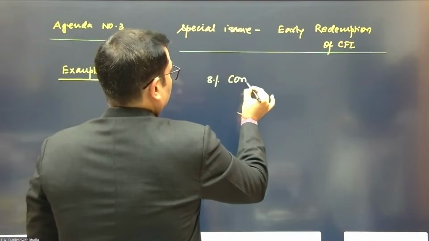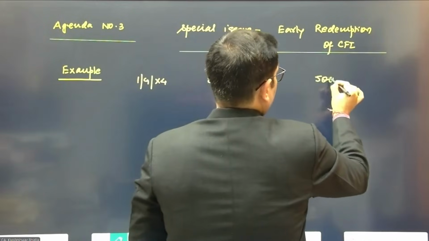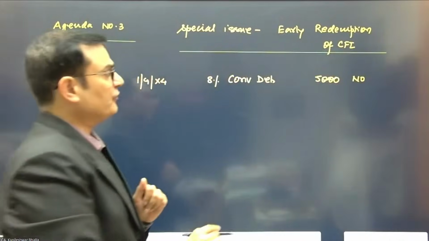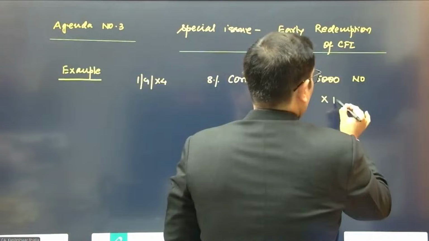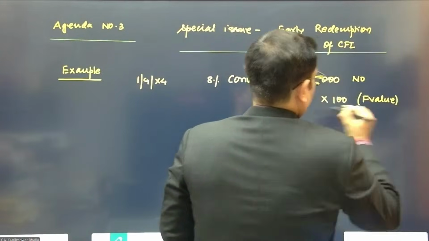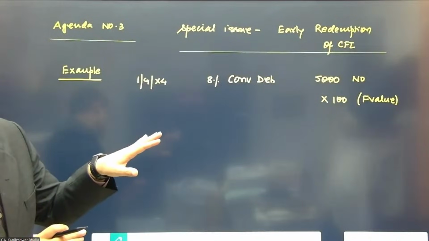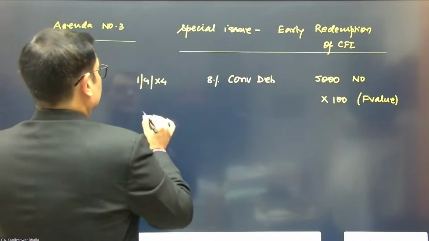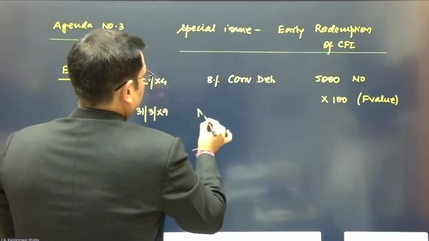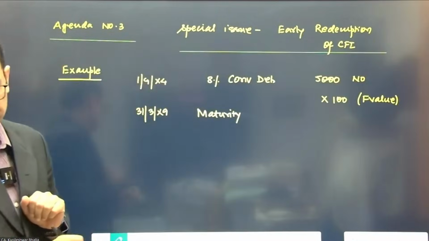8% convertible debentures, and let's say that's 5,000 in number. And let's consider this has a face value of 100. So the company issued 8% convertible debentures on 1st April X4, and let's consider the maturity is 31st March X9, which is a period of 5 years in this case.